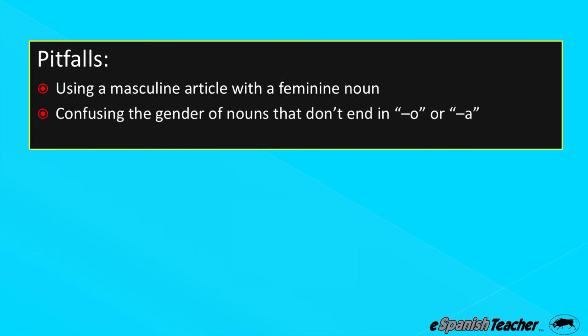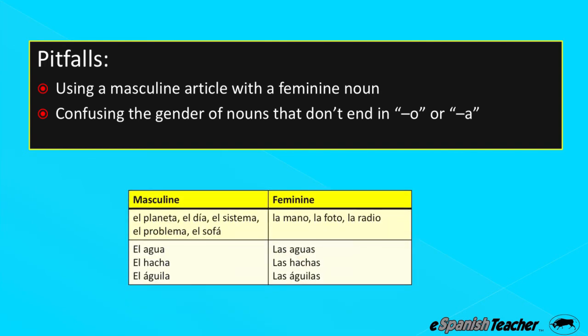Another thing is just confusing the gender of nouns that don't end in O or A. And we've already talked a little bit about that. So when there are nouns that are difficult, like lápiz, pencil, is that masculine or feminine? It's kind of a hard thing unless you've studied and memorized that word. And again, here are some of those exceptions. El planeta, el día, el sistema, el problema, el sofá. We've looked at these words already, so we won't go through all of them, but it's just a review of the exceptions. And in this case, the exceptions to the rule just happen to also be the common pitfalls. So that kind of makes sense, right?